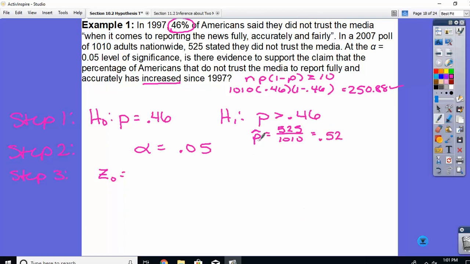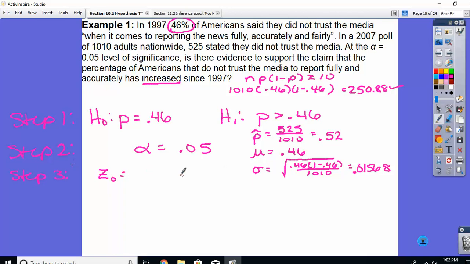Okay. We need our mean, which is just going to be our p, so 0.46. We need our standard deviation, which is the square root of p times 1 minus p over n. And hopefully this stuff is really familiar, because that's what we did on the last test. And we get 0.01568. Okay, so now I can actually do my z.